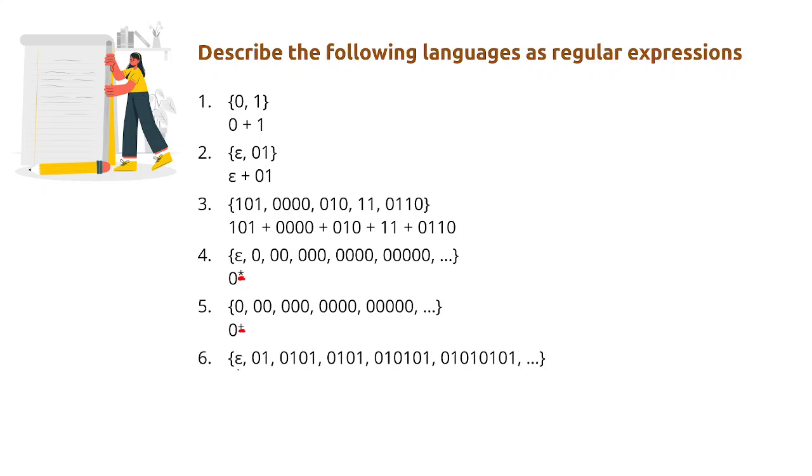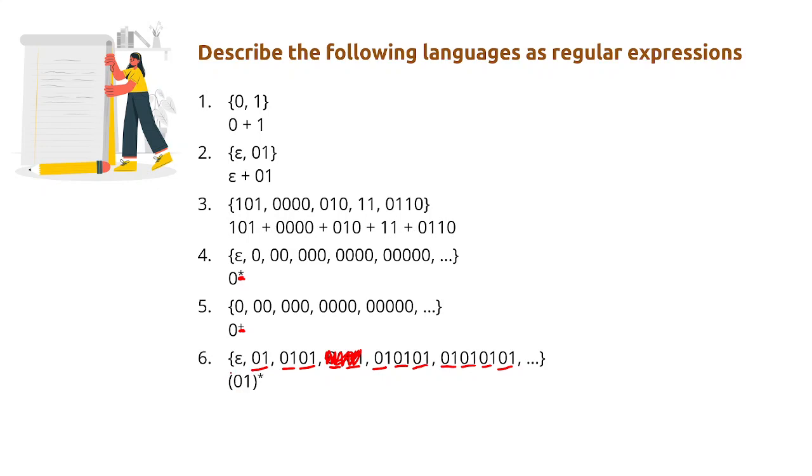Next, we have the empty string and then 0 1, followed by 0 1 repeating: 0 1 0 1, 0 1 0 1 0 1, 0 1 0 1 0 1 0 1. As you can notice, the 0 1 repeats, right? So this is again a closure.